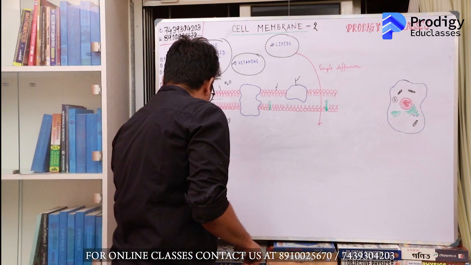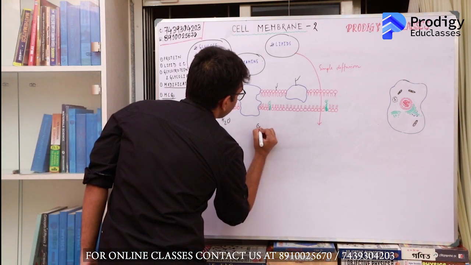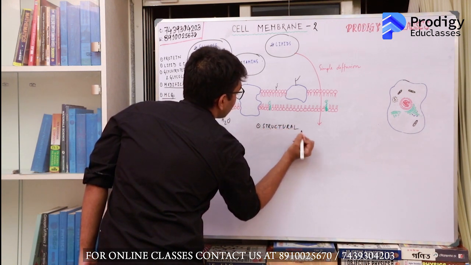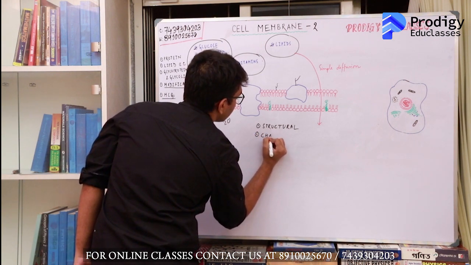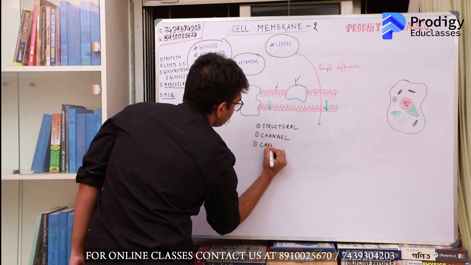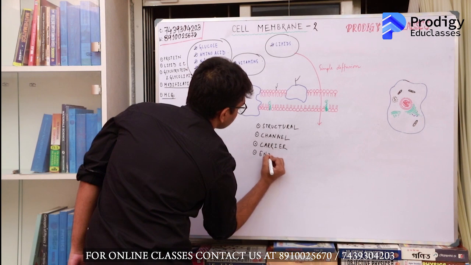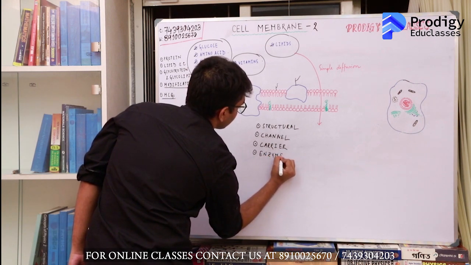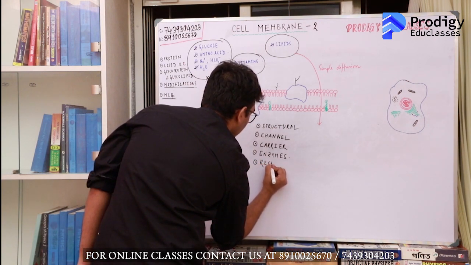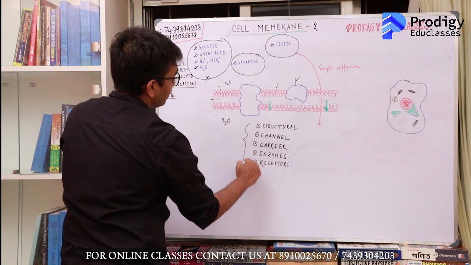Now, what is the function of the proteins? If you look at the proteins, the types of proteins in the cell membrane, you will find that there will be structural proteins, there will be channel proteins, there will be carrier proteins, there will be enzymes, and there will be receptors. So there will be 5 types of proteins in a cell membrane.